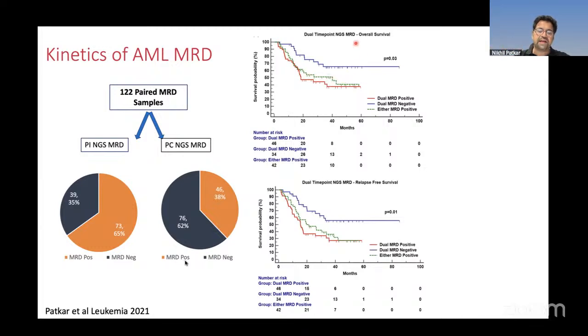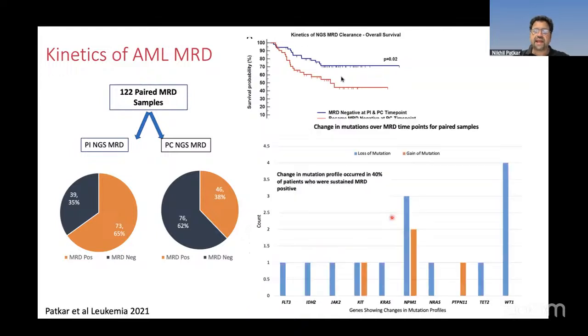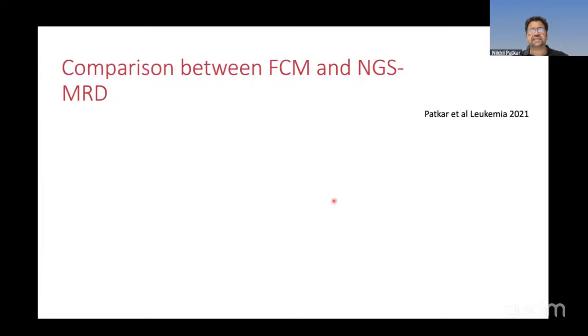So that very early time point, within the first 2 weeks, is what you are actually looking at when you want to look for MRD clearance. Here it shows that patients who were MRD negative initially do very well as compared to patients who became negative subsequently. And there also is some change in mutations that we see. Some mutations are gained, some mutations are lost, and this could be because of changing assay sensitivity.